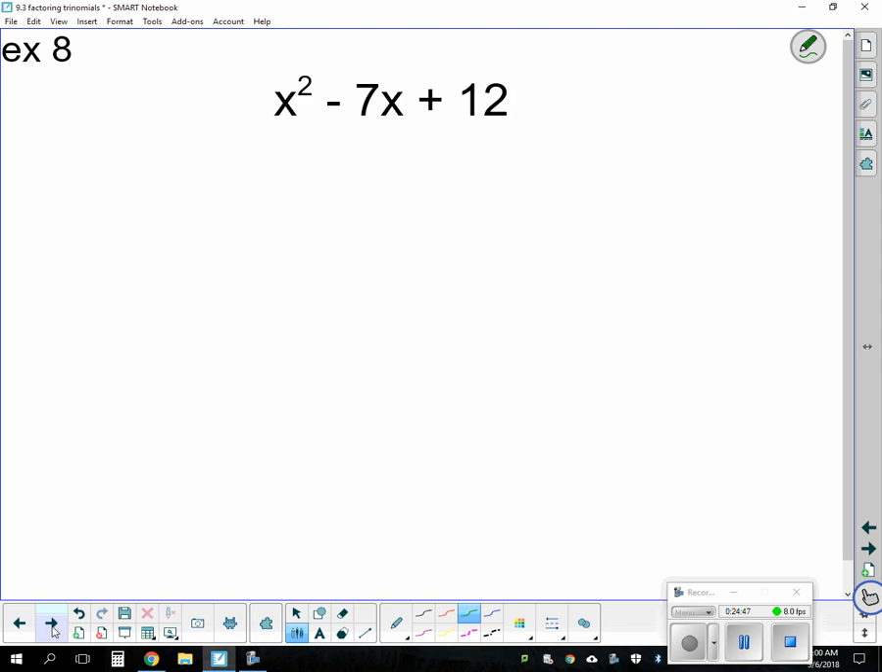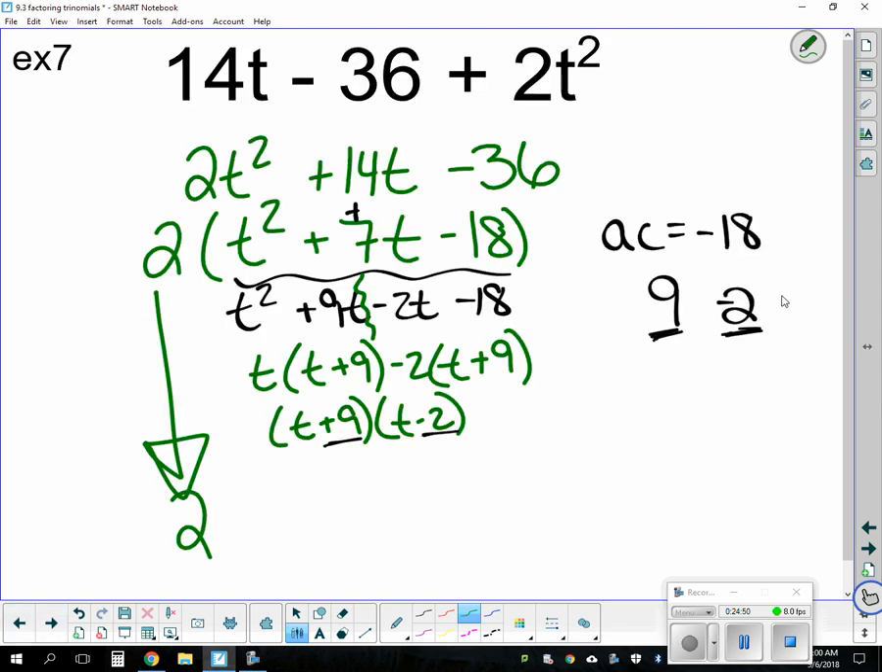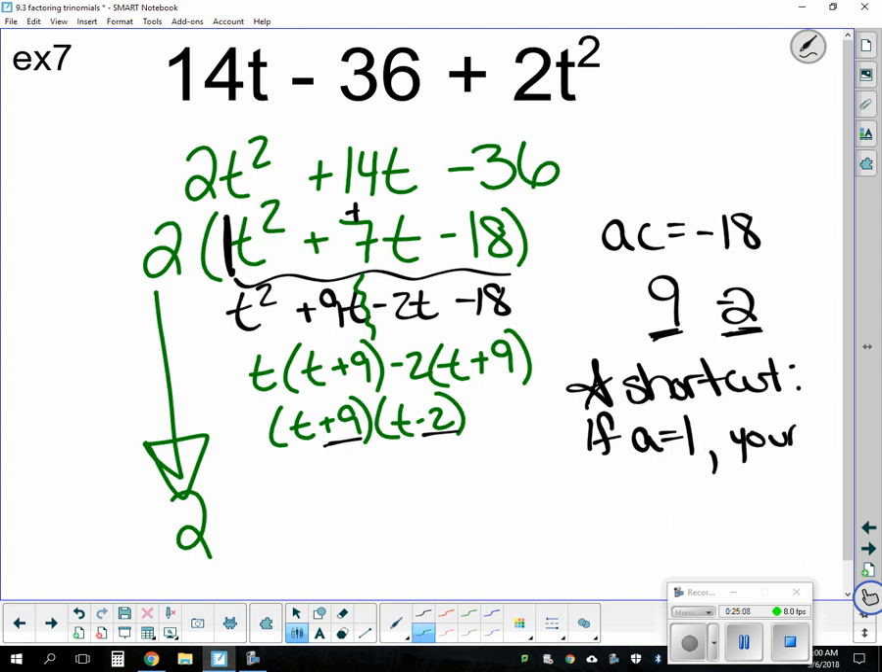So what's different about this problem that worked out that way? Well, when you did your AC method, what was your A? It was 1. Here's a shortcut. If A is 1, your two numbers, and by that I mean the two numbers that multiply to AC and add to B, can go straight into your parentheses, straight into your answer.